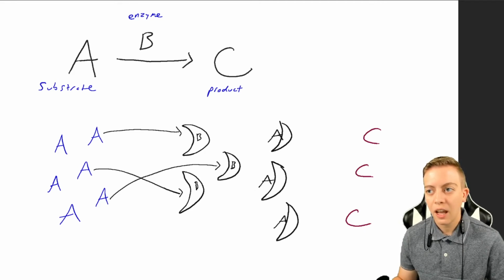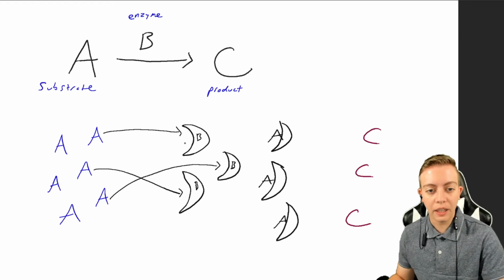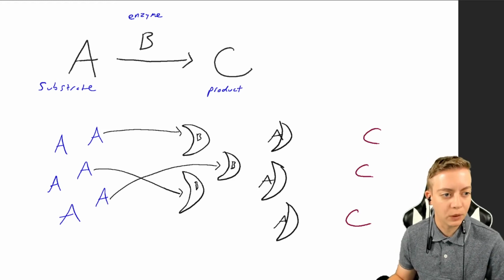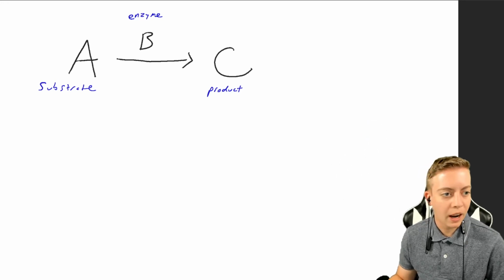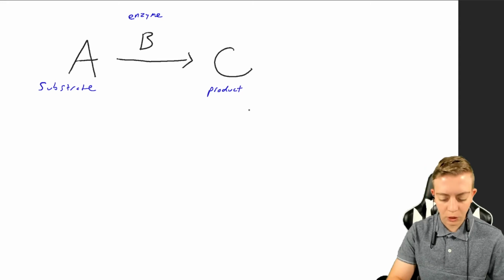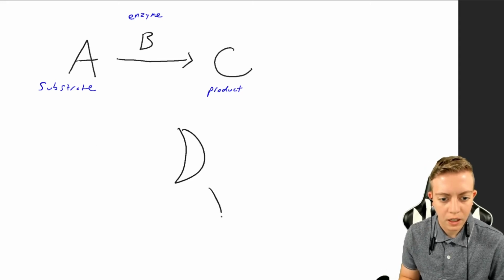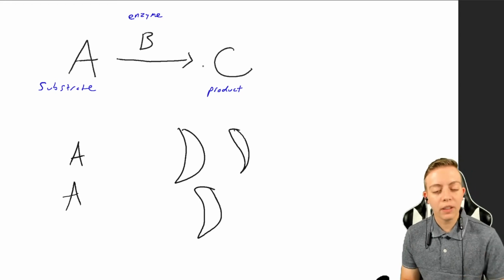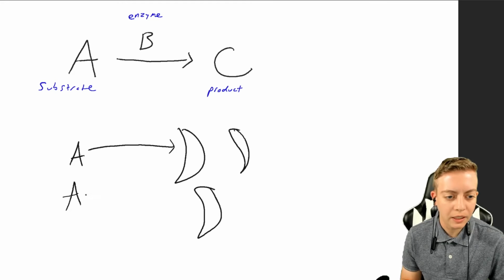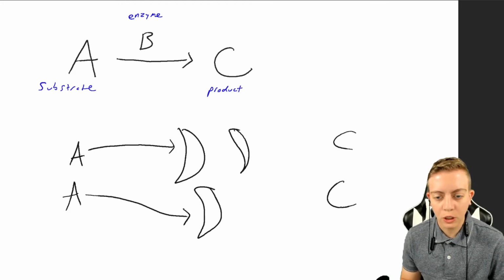This means that it doesn't matter how much of A we have. We can only ever make 3 C's because we only have 3 B's. But let's say we did this a different way. Let's say A was the limiting reagent. I'll erase all these, and let's pretend that A is our limiting reagent and we have a lot of enzyme B. So we still have 3 B's, but we only have 2 A's. Even though we have 3 B's, only 2 of these A's can bind, so we're only ever going to produce 2 C's.